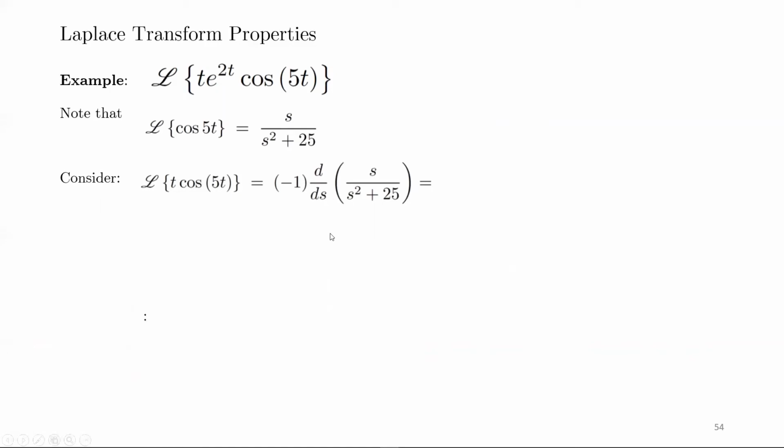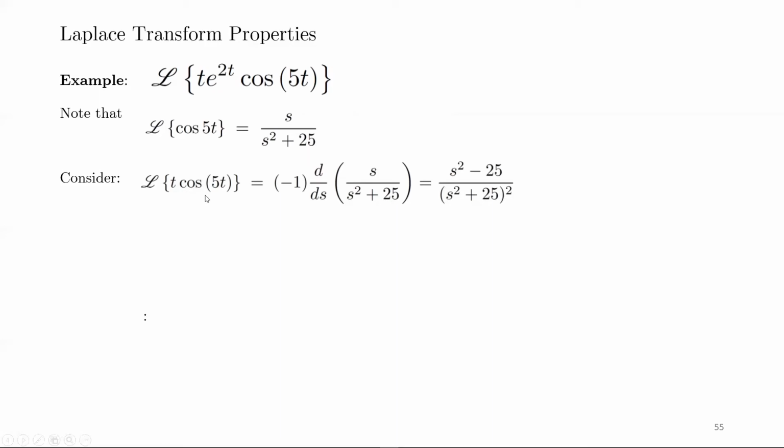Well, that's not too hard. We can calculate the derivative of this thing here. You can use the quotient rule, or you could even use the product rule if you so chose. But it turns out that this is equal to s squared minus 25 over s squared plus 25, all squared.